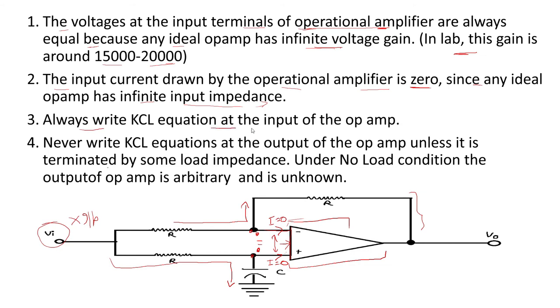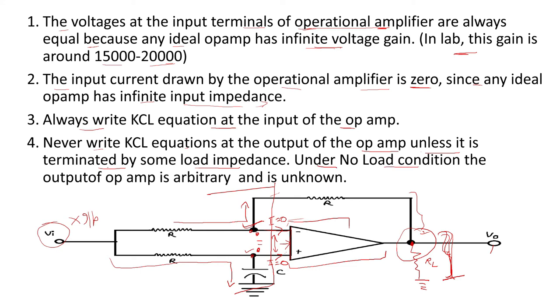Always write the KCL equation at the input of the op amp, meaning at this node or at this node. Never write the KCL equation at the output of the op amp, meaning here at this node, unless it is terminated by some load impedance. If there is some load impedance like this, RL, then only you can write the KCL equation here.